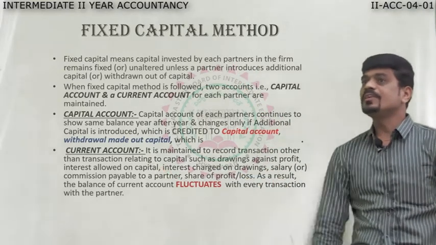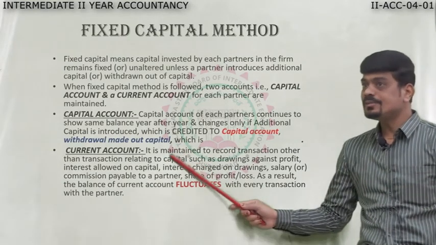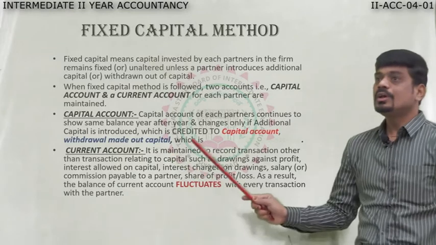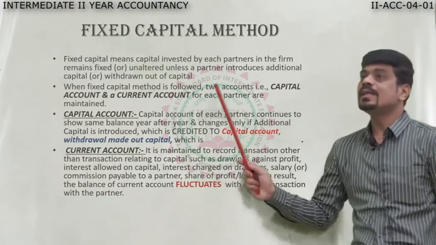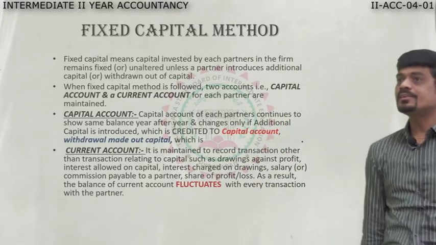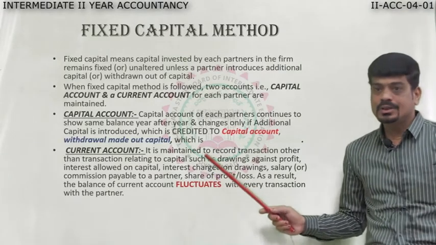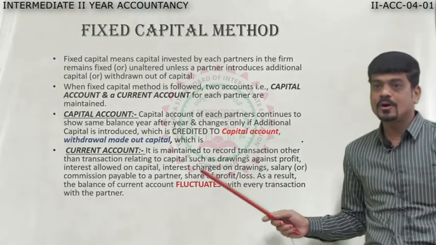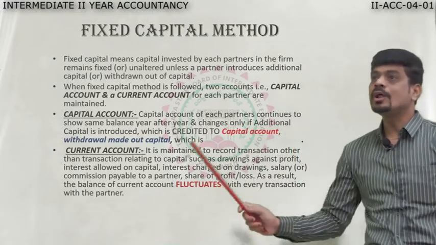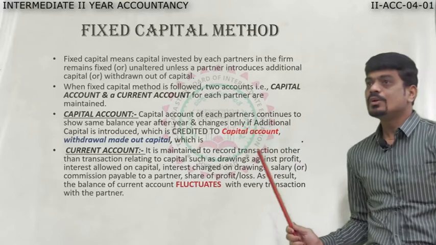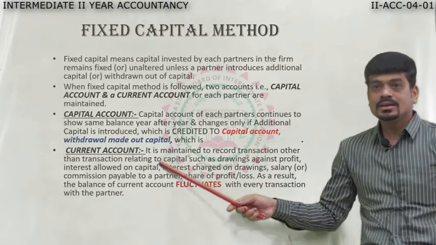Then what is the significance of current account? The purpose of maintaining the current account is to record all other transactions other than the capital. What are the other transactions relating to the partner? As we said, there may be drawings, share of profit, interest on capital, remuneration. All these transactions we are going to record in the current account.